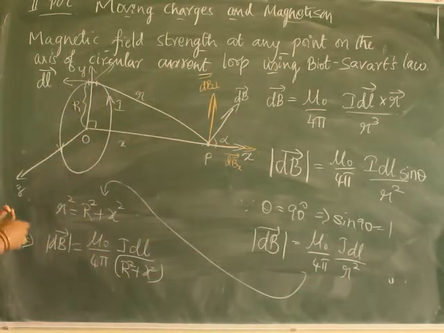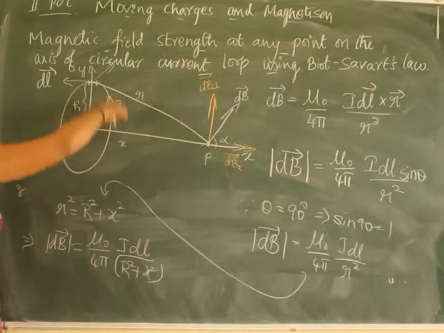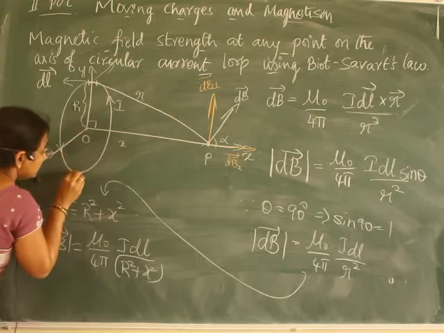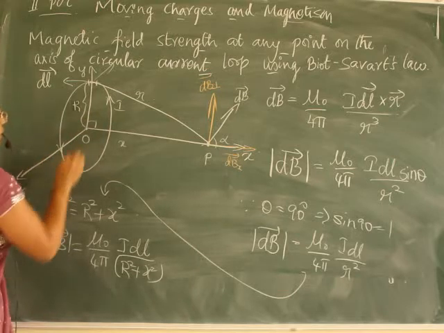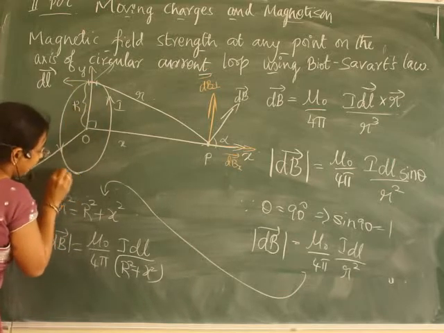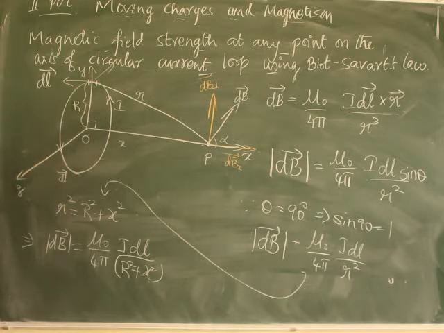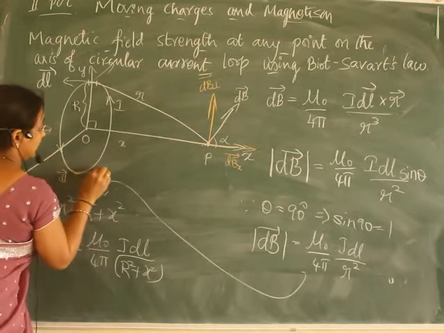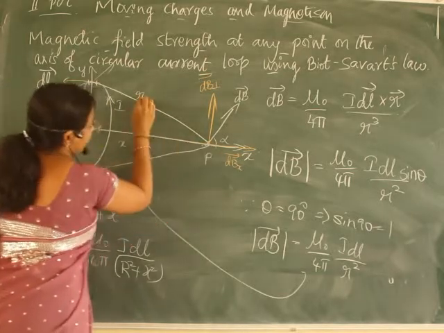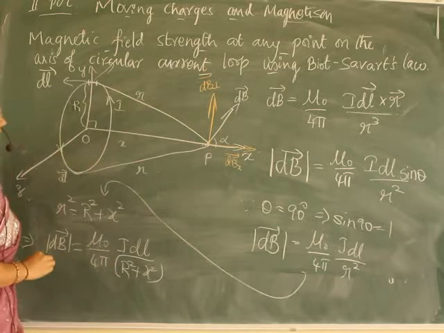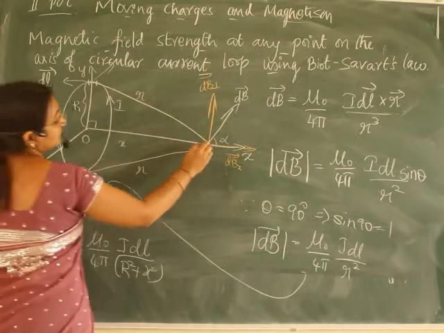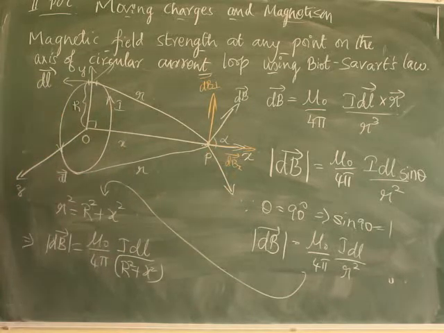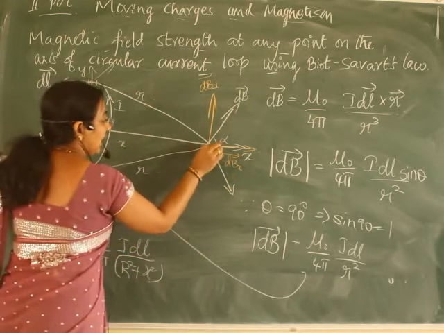Now see here, this is the entire element carrying the current, correct? Let me consider one more which is exactly opposite to this, one more element of the same length dl. Because of this, the magnetic field at this point, what is this distance? It will be the same r, correct? What is the magnetic field because of this one? This is the direction of the magnetic field. Angle is nothing but alpha.